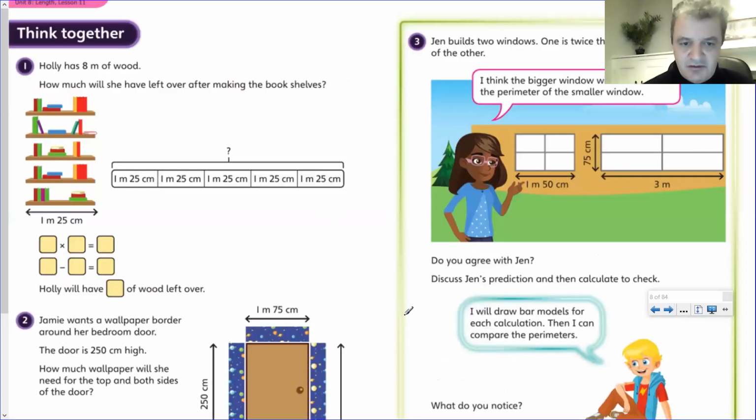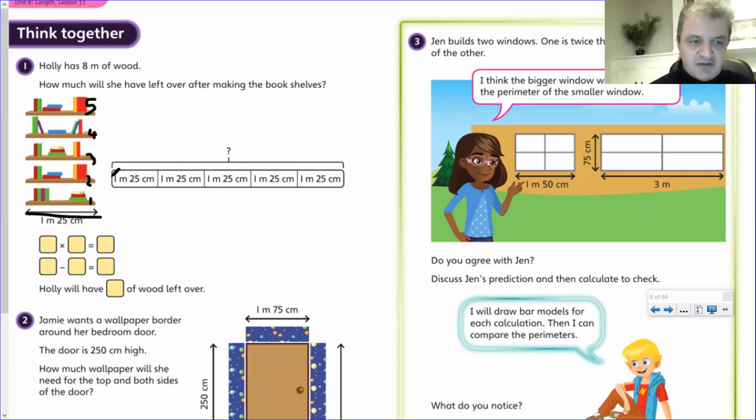Okay, so it's all about fixing shelves, cupboards, and skirting. Let's look at the next question. Holly has 8 meters of wood. How much will she have left over after making the bookshelves? What's the length of each bookshelf? It's 1 meter 25. Let's see how many bookshelves it's got. 1, 2, 3, 4, 5. 5 bookshelves.